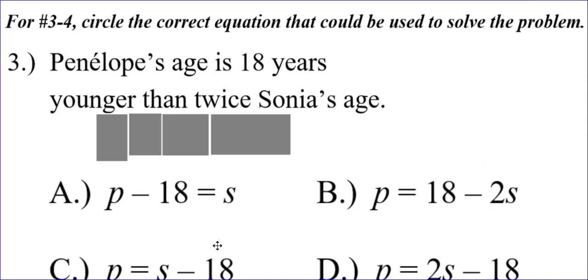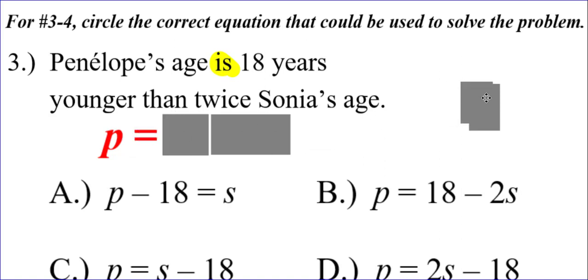So here we go, number 3. It starts by saying Penelope's age. Well, they never tell you her age, so we're going to pick the variable P. It says is, and I'm going to stop right there. As you read this problem, you should have realized the word is at this point in the sentence. It does make sense for the word is to be the equal sign.